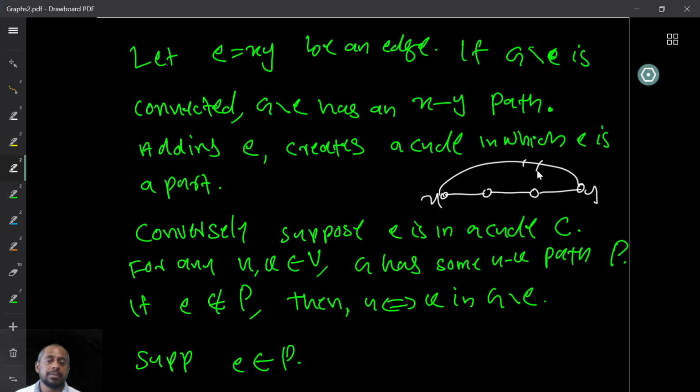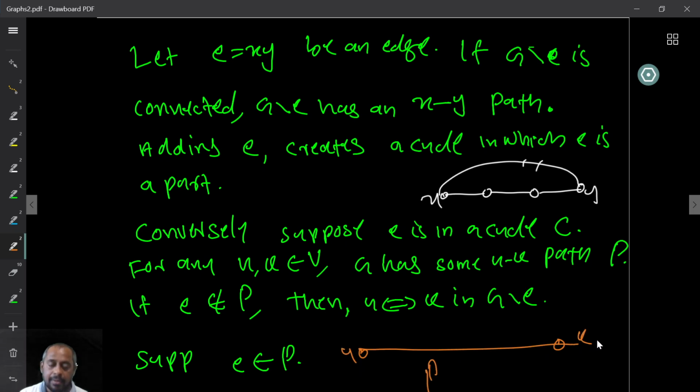Now conversely, suppose that you have a graph G and there is an edge E which is part of a cycle C. Okay, so we call the cycle C, and then we look at any pair of vertices in the graph, because the graph is connected. Given any pair of vertices, say U and V, there is some UV path P. There is always some UV path because the graph is connected.